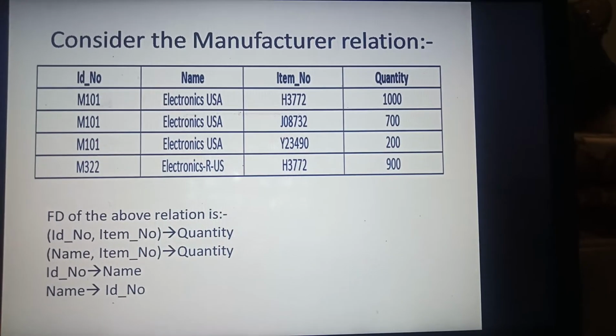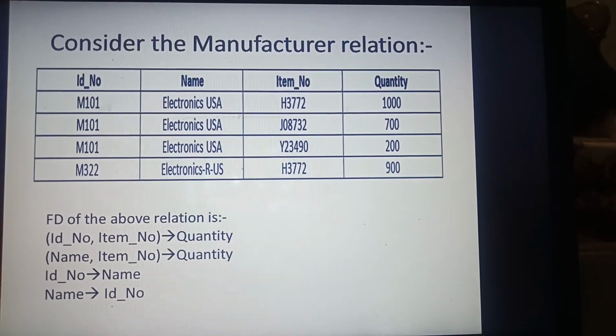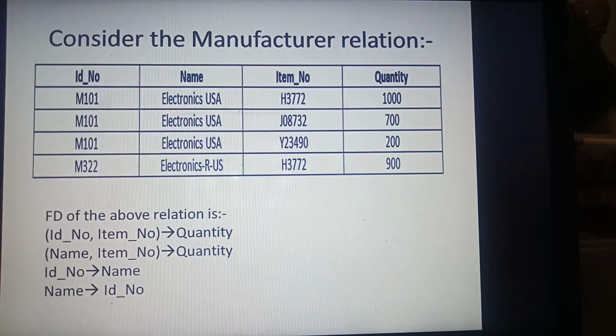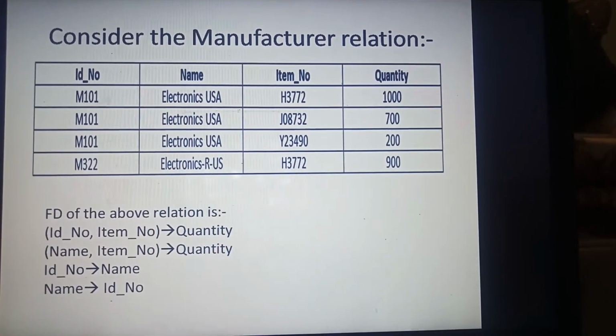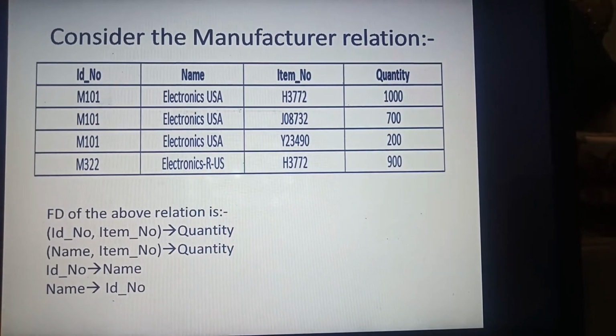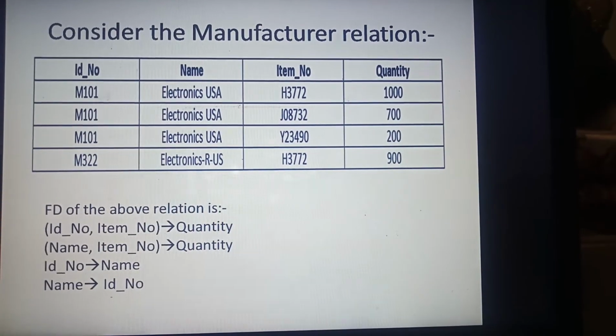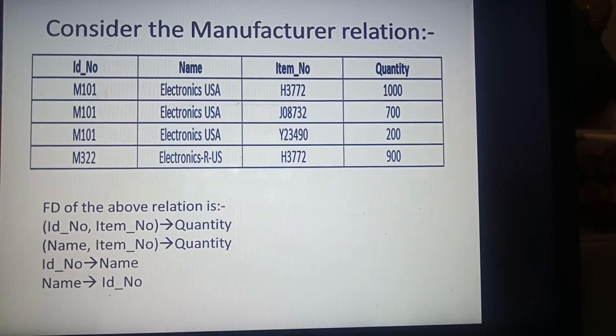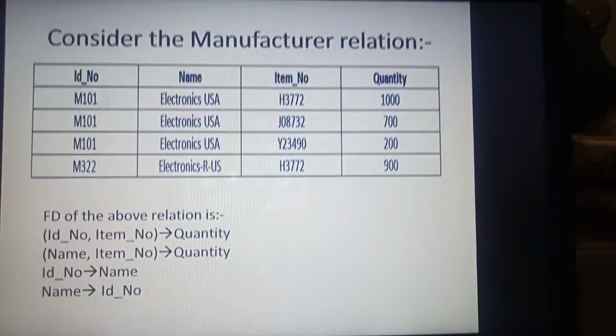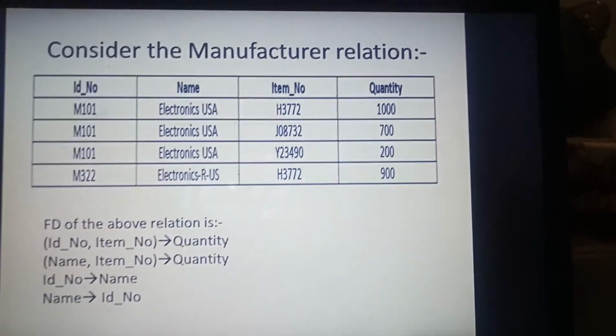And in these functional dependencies, what is the determinant? The part which is on the left hand side of the arrow, meaning the attributes on the left hand side. So in the first FD, what is the determinant? ID number and item number. So we will discuss this further.